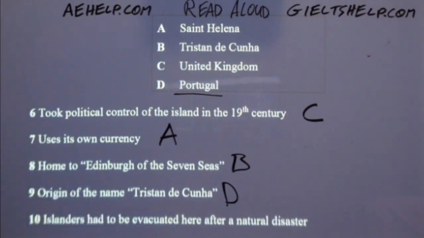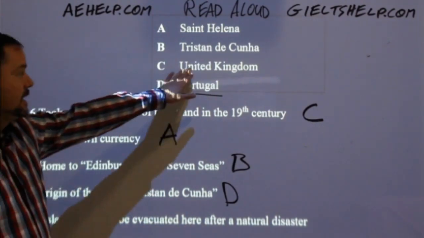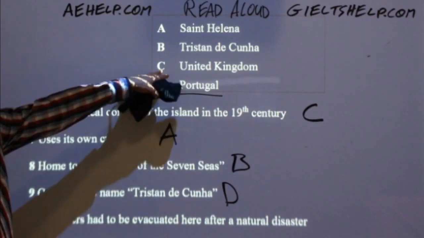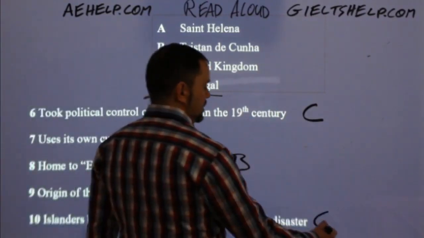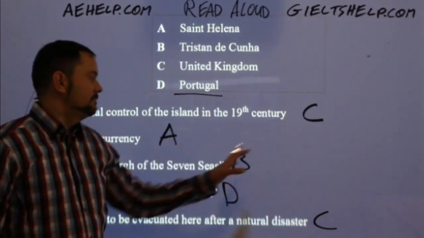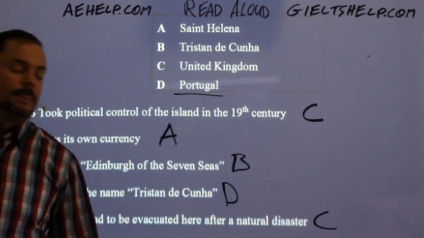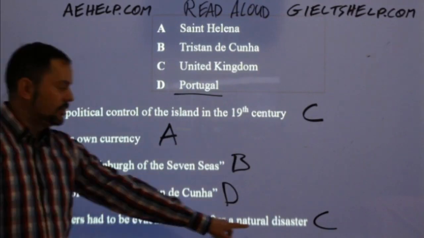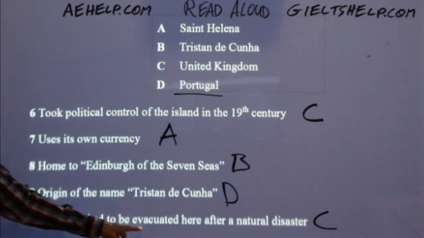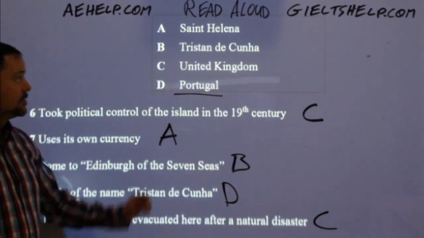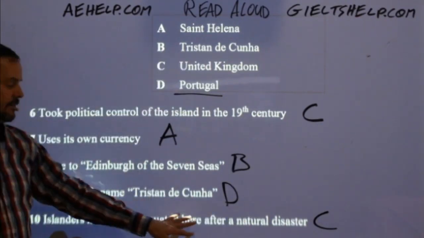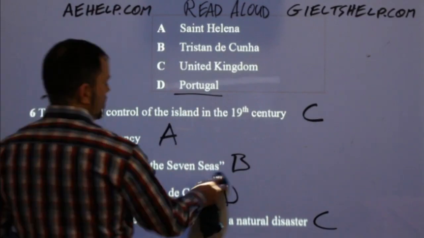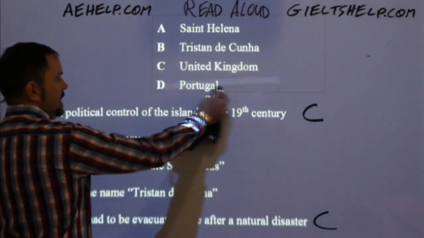Yeah, so Roshni says they had to go to England. England is in the United Kingdom, right? I don't know if it was London, but it was definitely England, and that's in the UK. So C, right? Careful with directions. So islanders had to be evacuated here after a natural disaster. If it says islanders had to be evacuated from after a natural disaster, then it would be Tristan da Cunha. Be really careful with those prepositions and location markers, okay? Those can easily cost you a mark if you're not paying attention. So pay close attention.